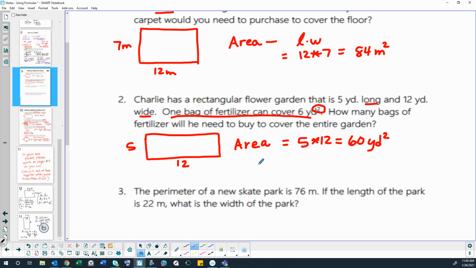Okay, now that we know the area of the garden, let's stop and think about this question. One bag of fertilizer can cover 6 square yards. So how many bags of fertilizer are we going to need? 6 square yards each. How many do we need total to cover that entire garden?